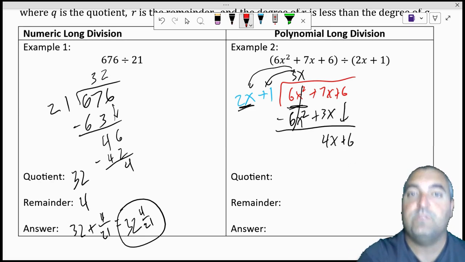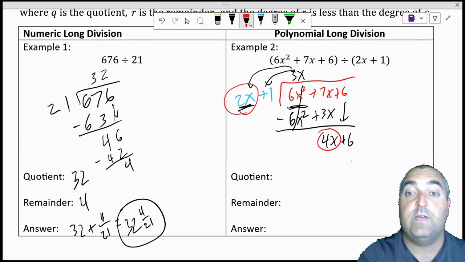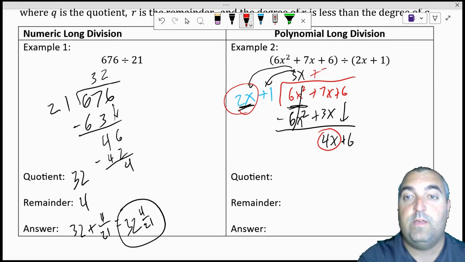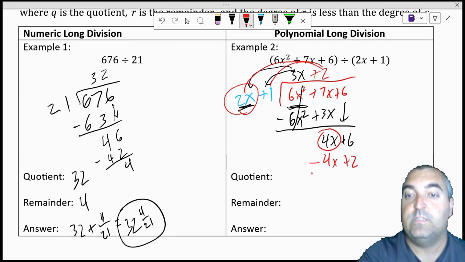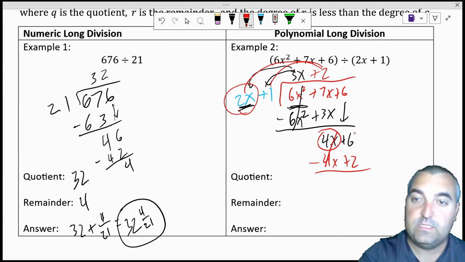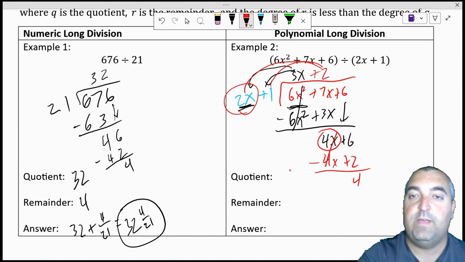And again, guess what? We do the same thing. We look at the first term, say, what do I need to multiply 2x by to get 4x? Well, that would be just 2. And then you multiply everything by it. 2 times 2x, 2 times 1, and then we subtract. Okay, make sure you subtract. So 4x minus 4x, 6 minus 2 is 4, and there's our remainder. So our quotient is 3x plus 2. Our remainder is 4.